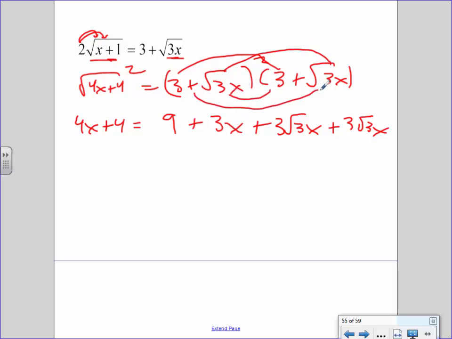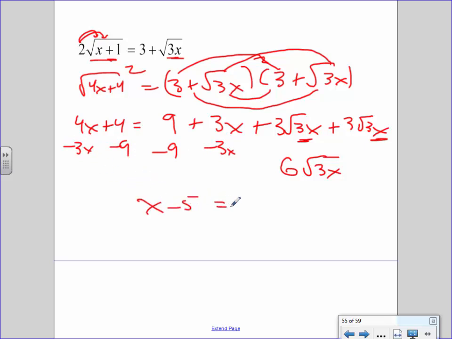But when you FOIL these two by each other, you still get square roots. And like I mentioned last time, this looks really bad at first because you're like, I've still got 2 square roots left. But then you look closer and you realize, hang on a sec, these guys right here are like terms. So I really have 6 root 3x. So I only have 1 square root to get rid of. But I don't just start squaring stuff willy-nilly, I wait for the opportune moment. So why don't we subtract 9 from both sides, subtract 3x from both sides. You'll end up with x minus 5 over here and 6 root 3x over here.